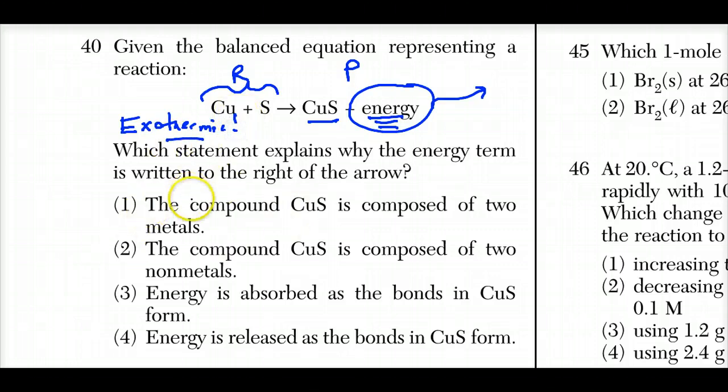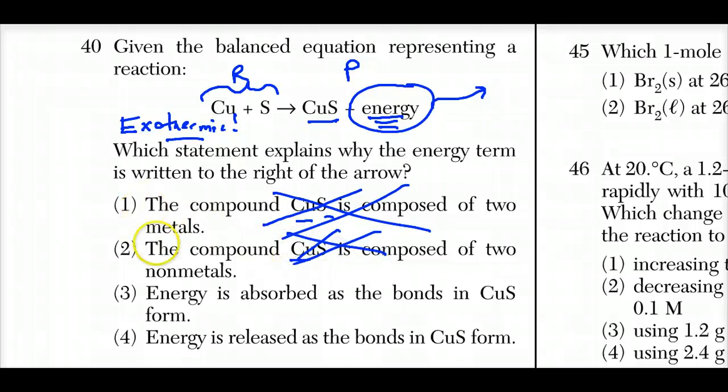So, which statement explains why the energy term is written? The compound is composed of 2 metals. By the way, it's not. It's a metal and a non-metal, right? S is above the staircase. The compound is composed of two nonmetals. Well, this is a metal. Copper, you should know, is a metal, but it's to the left of the staircase. Okay, so that makes no sense. 1 and 2 are terrible choices. If you pick them, you just don't understand much chemistry here. Okay, sorry if that was one of you guys. You should know who your metals and nonmetals are.